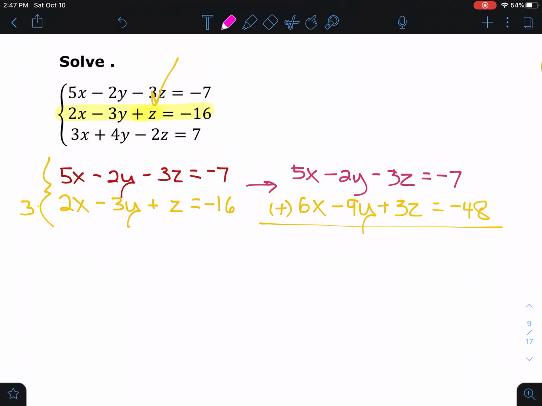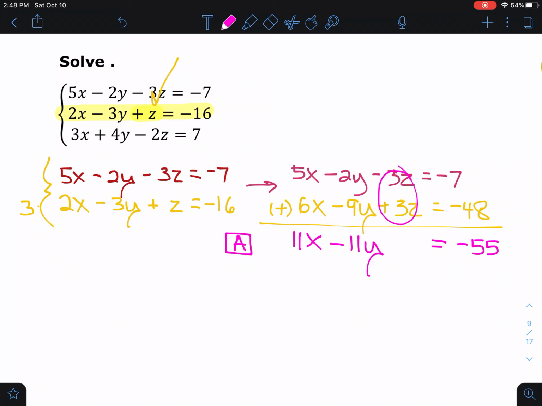I'm going to say that's going to go pink. Okay, so 11x minus 11y, and now we've just eliminated z, that was our goal, equals negative 55. So now we have a new equation with only two variables. We've just eliminated one variable. I'm going to call this equation A.